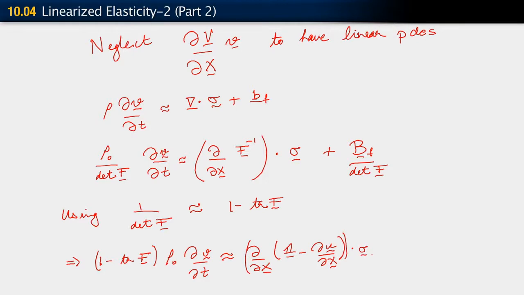sigma, plus 1 minus trace f, again restricted to first order terms only, bf. Once again, when we stare at this, we see that if we were to maintain this term, then it's acting on the time derivative of the velocity, would again introduce nonlinearities because trace of f also involves a displacement u, which is involved in v.